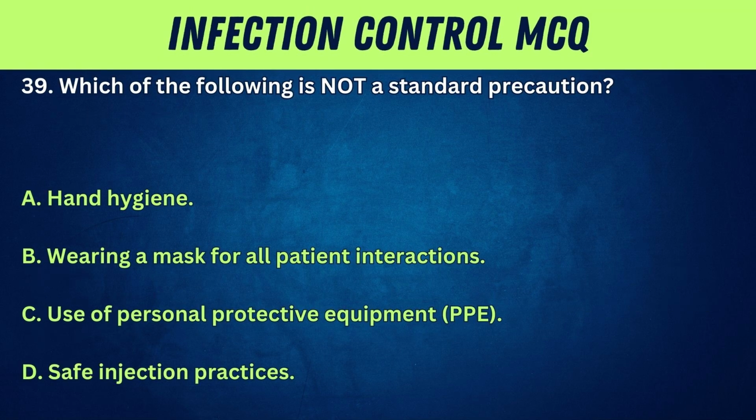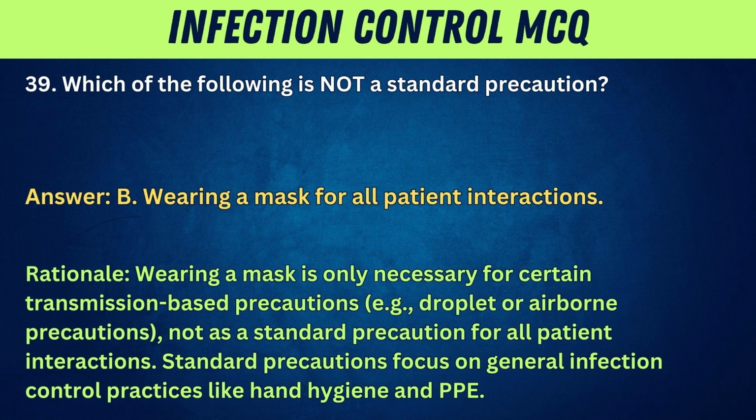39. Which of the following is not a standard precaution? A. Hand hygiene. B. Wearing a mask for all patient interactions. C. Use of personal protective equipment, PPE. D. Safe injection practices. Answer: B. Wearing a mask for all patient interactions. Rationale: wearing a mask is only necessary for certain transmission-based precautions, e.g., droplet or airborne precautions, not as a standard precaution for all patient interactions. Standard precautions focus on general infection control practices like hand hygiene and PPE.